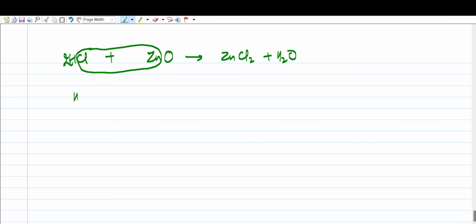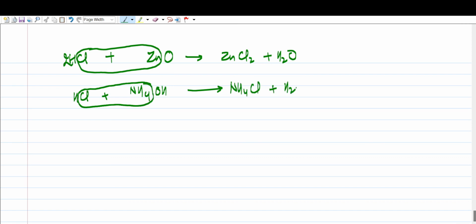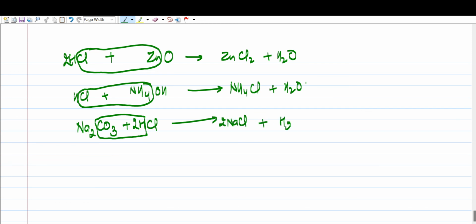If we take hydroxide, suppose we take HCl and we take ammonium hydroxide, any hydroxide, so in that case you will get NH4Cl plus water. Okay, if we take carbonate, suppose we take sodium carbonate, Na2CO3 plus HCl, right? Now we will take 2 HCl, we are going to get 2 molecules of NaCl plus we will get H2CO3. Now since it is H2CO3 carbonic acid, carbonic acid will break into water and carbon dioxide gas.